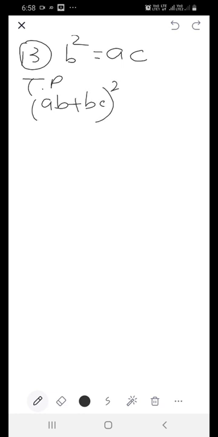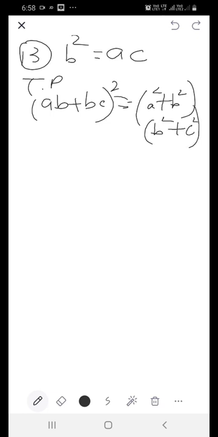If B is the mean proportion, I told you to write, it means it is given that B square is equal to AC. Now what you have to prove? You have to prove that (AB plus BC) whole square is equal to (A square plus B square) into (B square plus C square), which is the product of the two terms given to you. Now with the help of this given, we are going to prove it.